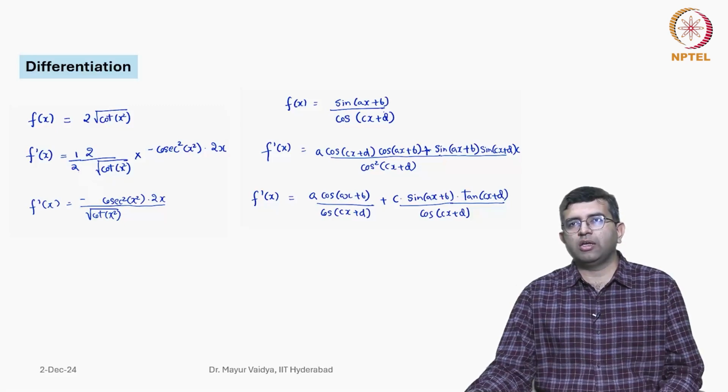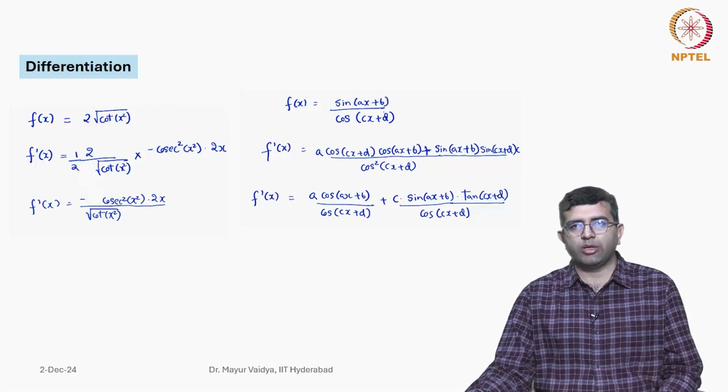And similarly, in the quotient rule there was a minus, but when you differentiate cos, another minus comes, and therefore it is plus sine of ax plus b into sine of cx plus d, and this time it is multiplied by c. So, you can rearrange a little bit here.